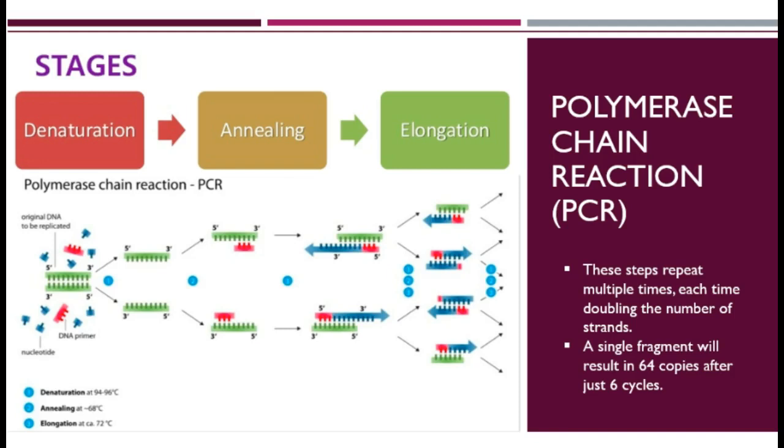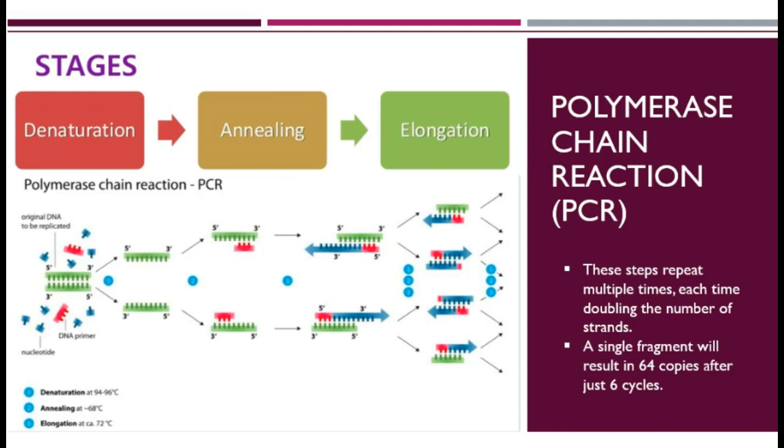So this image just shows you the basic stages of PCR. The first step is denaturation, and this happens at really high temperatures, 94 to 96 degrees Celsius. This is why we need that thermophilic bacteria DNA polymerase, because other DNA polymerase enzymes are going to be denatured at this temperature. So during the denaturation stage, we just want to separate the two strands of DNA from one another.